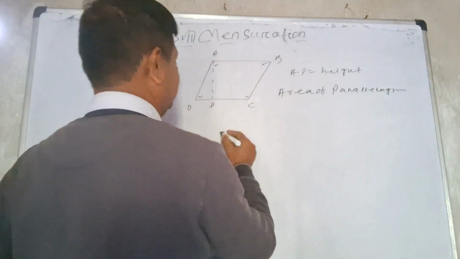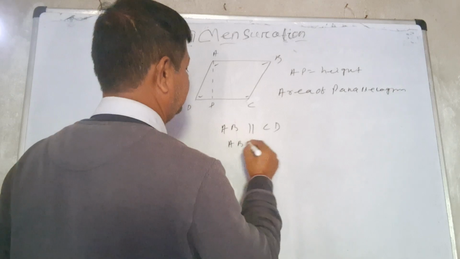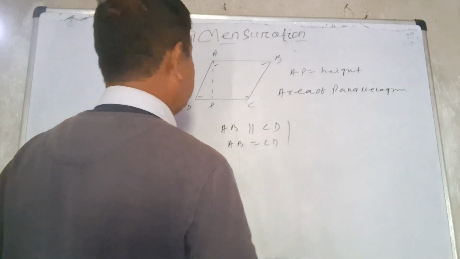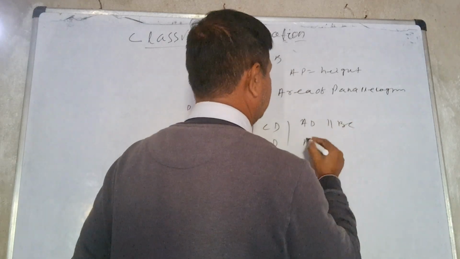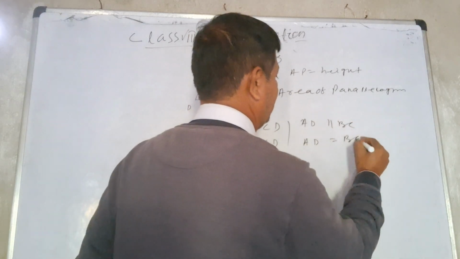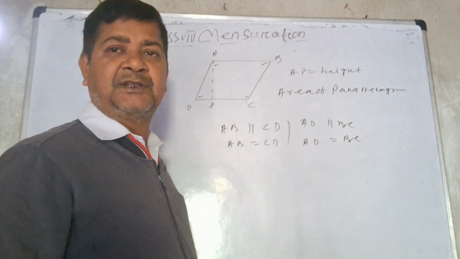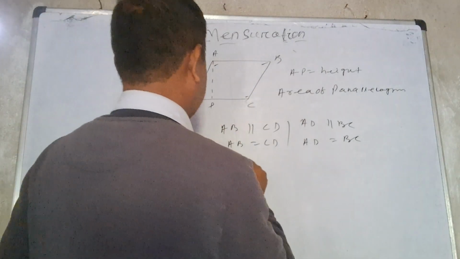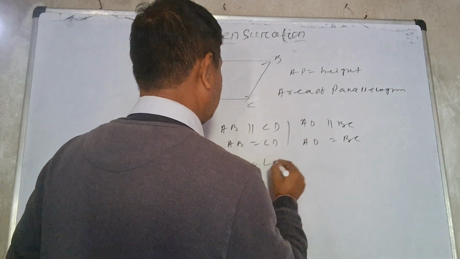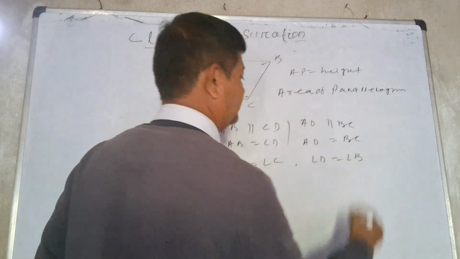Opposite sides AB parallel CD and AB equal CD. Similarly, AD parallel BC, AD equal to BC. Diagonals BD and AC bisect each other but are not equal. Similarly, opposite angles are equal. Angle A equal to angle C and angle D equal to angle B.